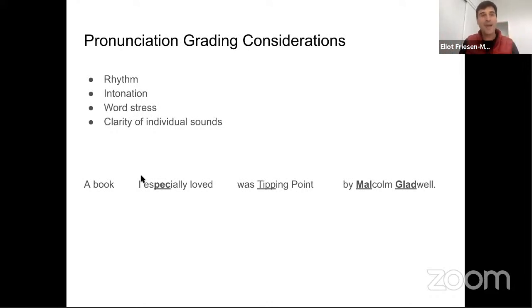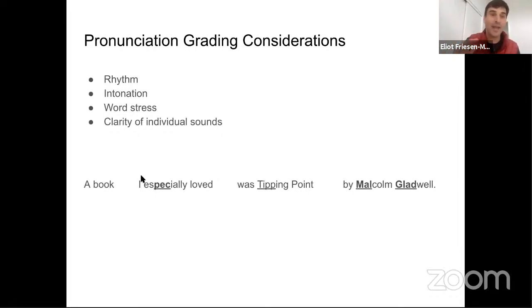We go up and down throughout our sentences. So some students, their intonation is very flat. Okay, so a book I especially loved was Tipping Point. Okay, it doesn't sound exactly like that, but your voice is flat. It doesn't go up and down. In English, we go up and down.